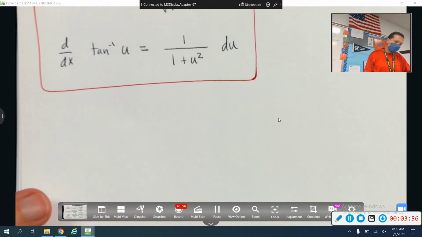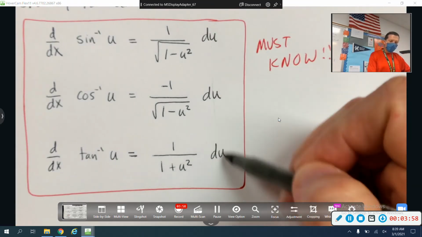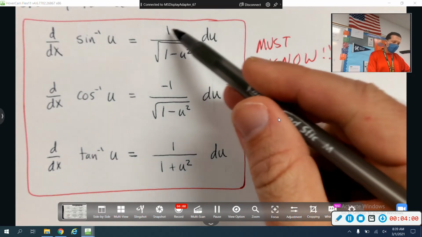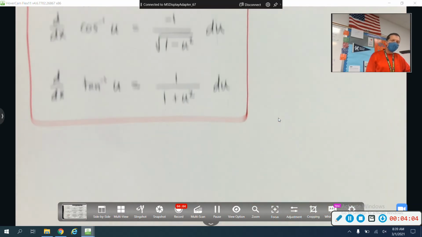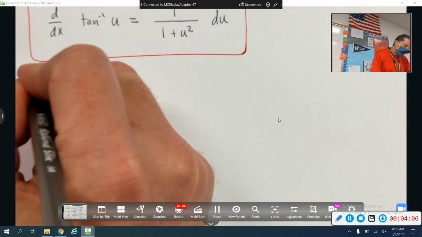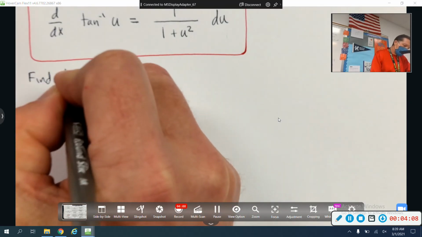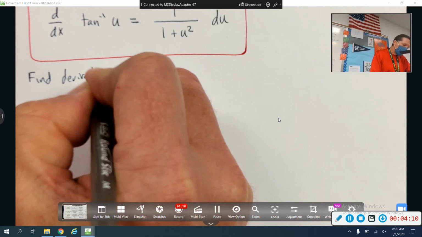Let's do some. The du's, by the way, those are the chain rule things. So the first part is the rule, and then the second part is the chain rule, tagging on to the end of it. Let's find some derivatives then. Practice here.